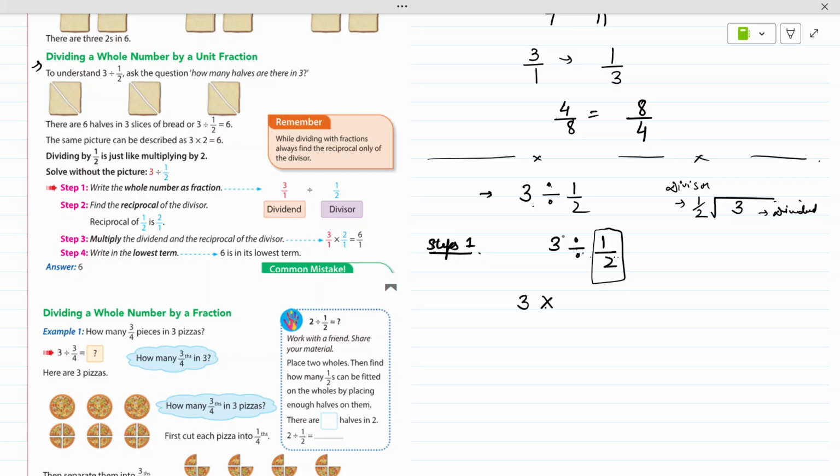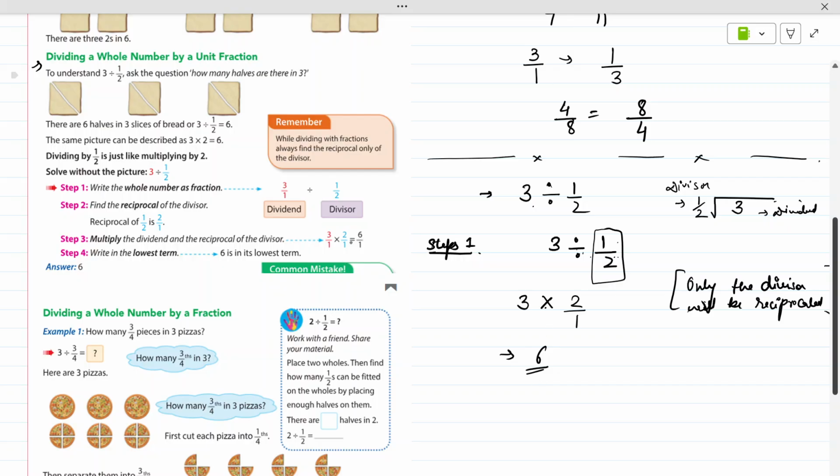Which fraction? I am not taking the reciprocal of the dividend, only the divisor. Only this divisor will be reciprocated. So 1 by 2, the reciprocal of 1 by 2 is 2 by 1, right? It is 2 by 1, or you can also write 2. So the answer will be 6. This is how we have to do this.